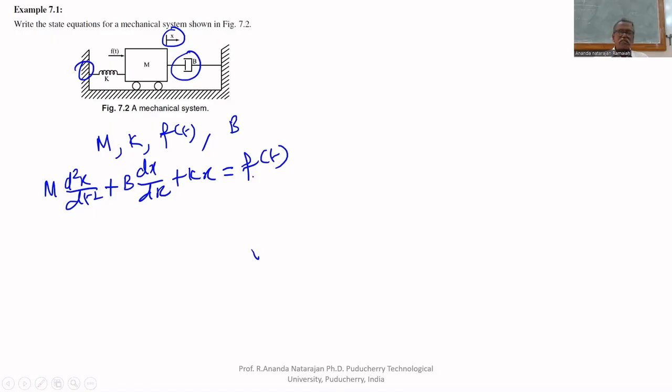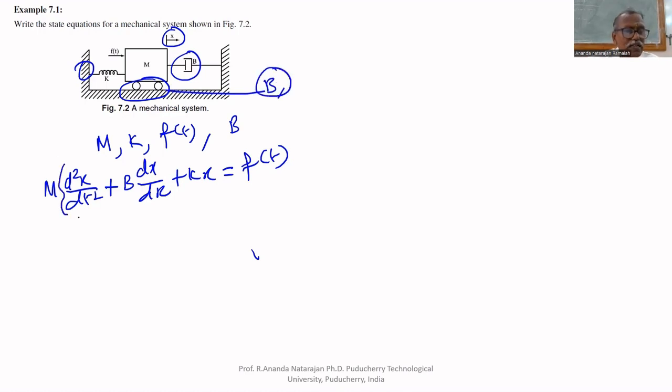How to represent this in state space? There is no friction given for these wheels. That's why it's not taken into account. Friction-free wheels are assumed. Therefore, BR here, BR, another name for the B.